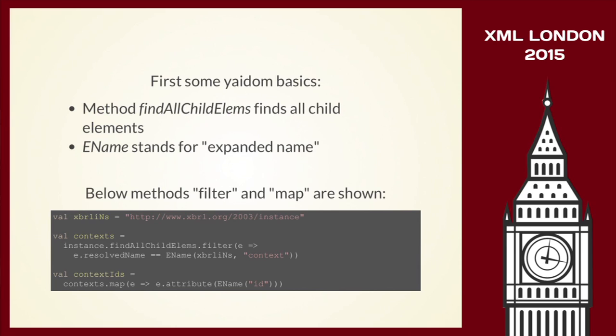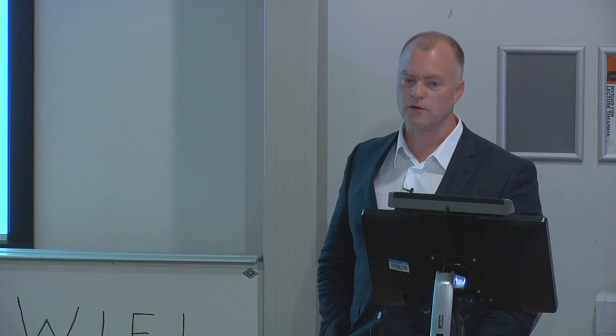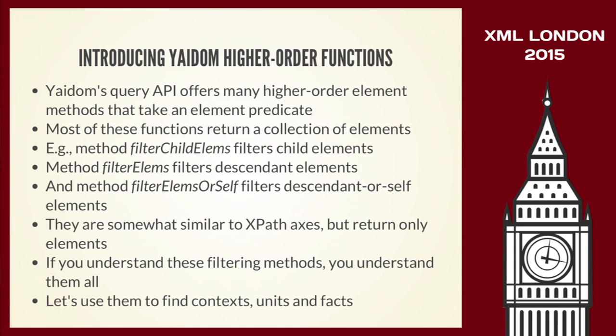The context IDs are defined using the map function. So we map the contexts on the ID attributes of that collection, of those elements. So that's filter and map. Well, if we have seen those, it's also easy to understand the yaidom query API.